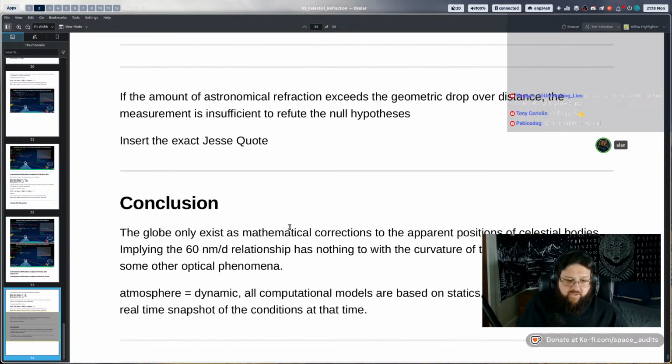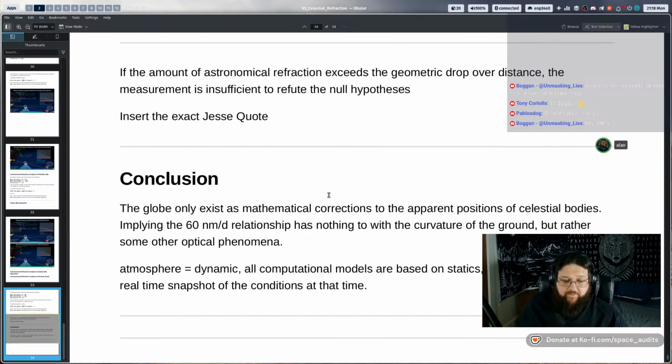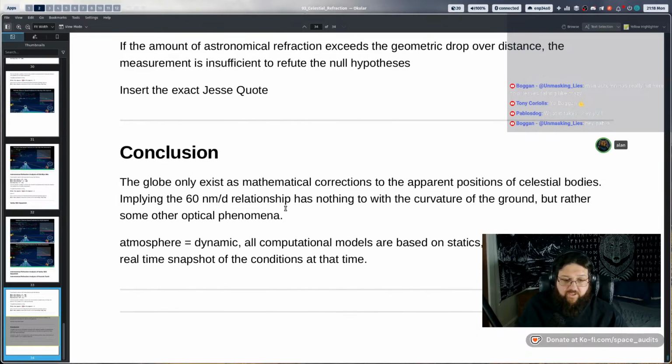So the conclusion here is that the globe only exists as a mathematical correction to the apparent position of celestial bodies, implying that the 69 miles per degree relationship has nothing to do with curvature of the ground, but rather some other optical phenomenon. Atmosphere equals dynamic. All computational models are based on statics, while each measurement in real time is a snapshot of those conditions, and it shows that that is not the case.